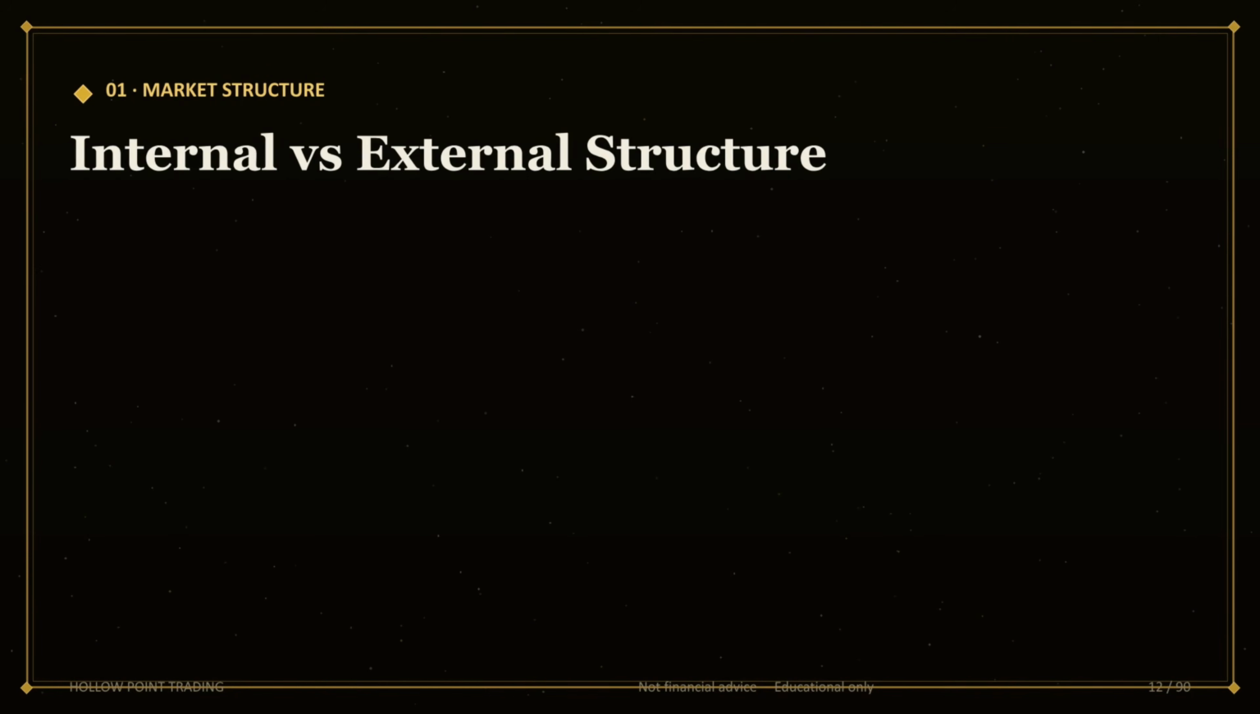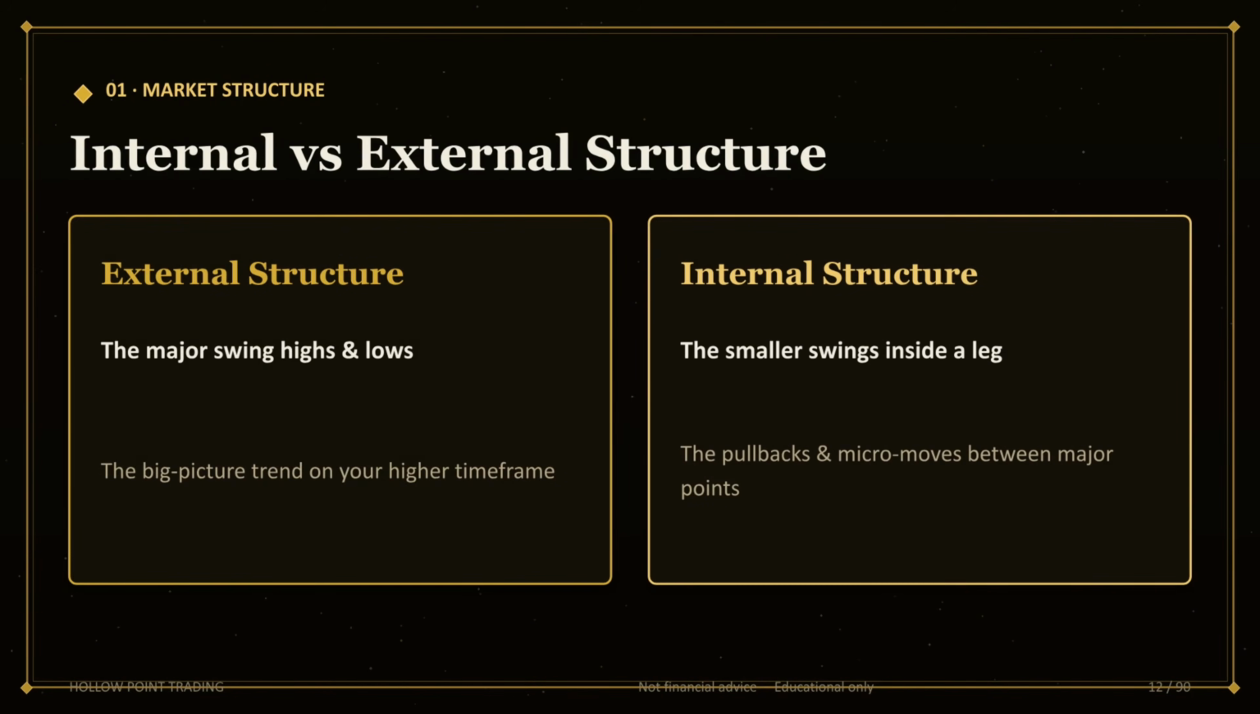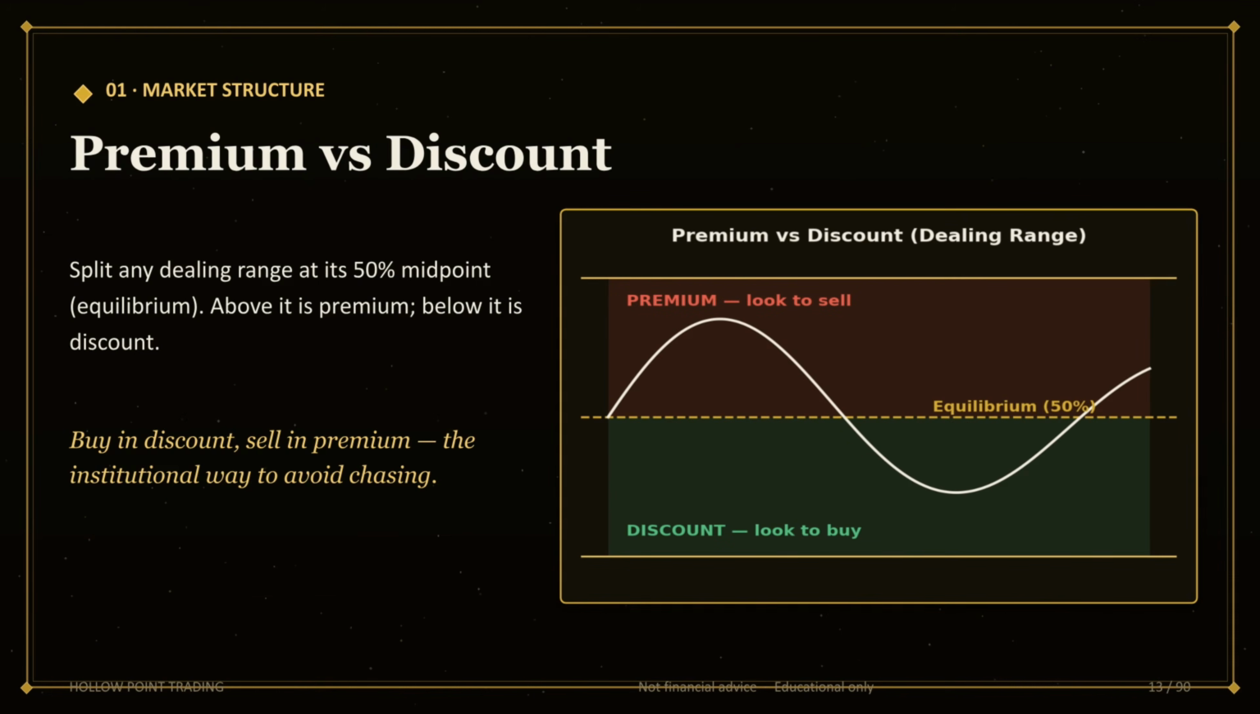It is important to distinguish between external and internal structure. External structure represents the major swing points on your higher time frame, while internal structure refers to the micro moves within those larger legs. Understanding premium and discount is key to avoiding chasing price.